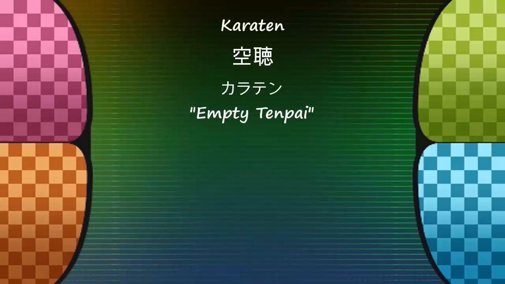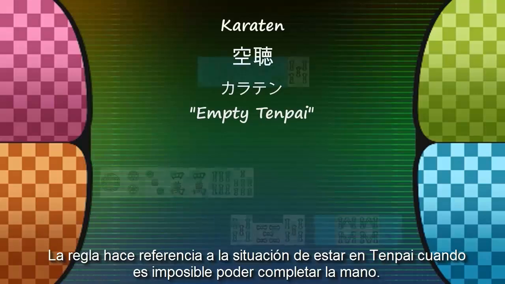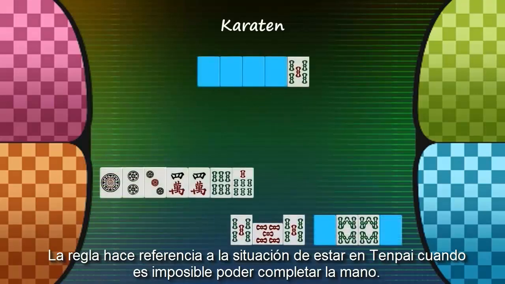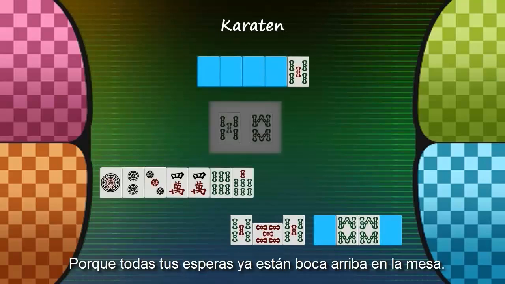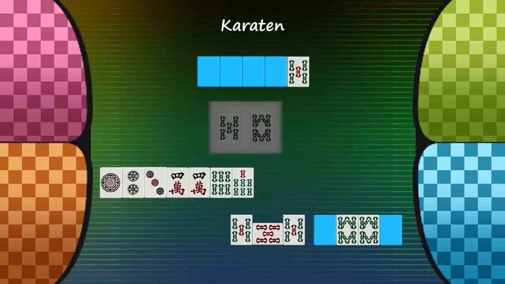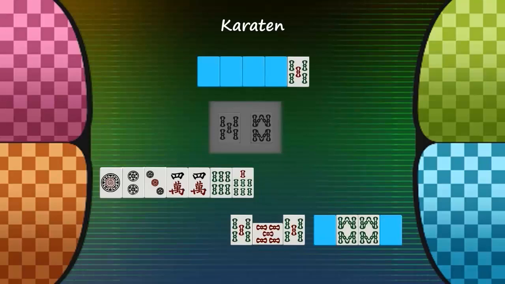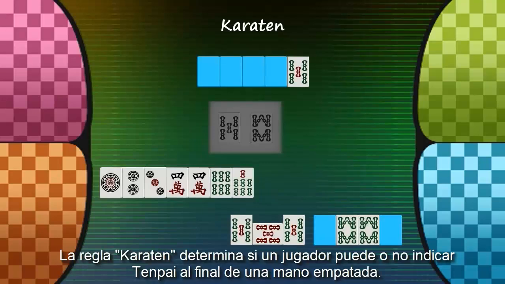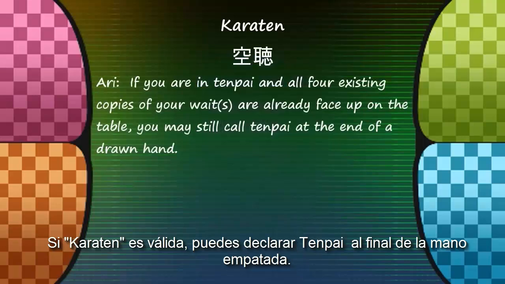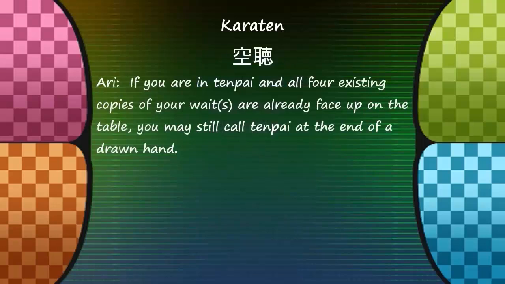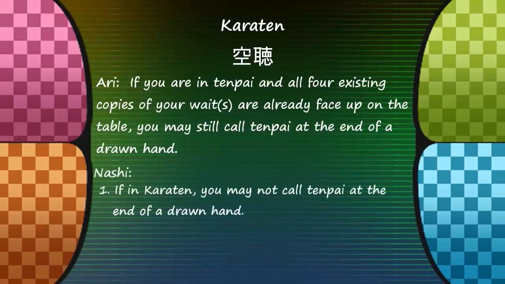Karaten. The term refers to the state of being in tenpai for a hand that's impossible to complete, because all of your weights are already face up on the table, either in open melds, closed quads, discard piles, or in the dead wall as door indicators. The rule of karaten affects whether or not a player in this state is allowed to call tenpai at the end of a drawn hand. If karaten is valid, you are allowed to call tenpai with a karaten hand. If it's invalid, you are not.